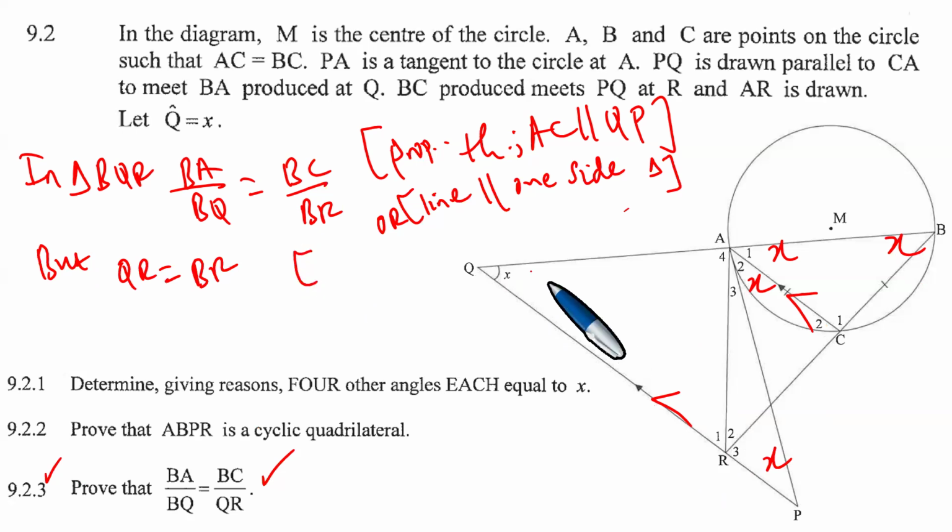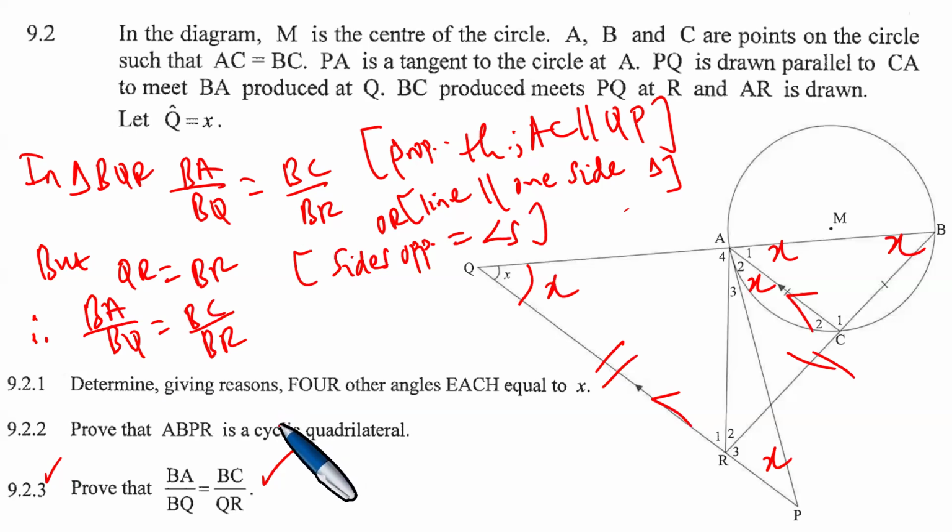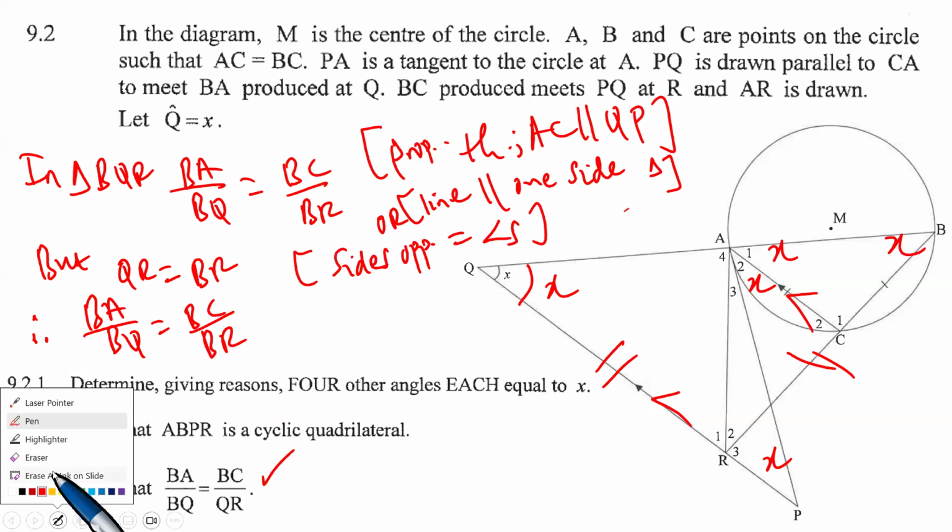Why? Because this angle is X and that is X. So this triangle is isosceles, with X and X, so that you have sides opposite equal angles. Therefore, BA over BQ equals BC over QR. So BA over BQ is BC over BR, which is BC over QR.